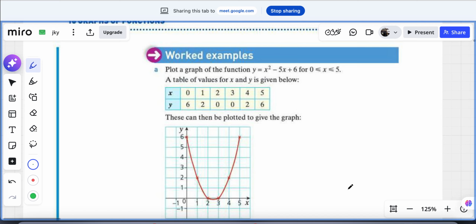So no matter what they say this one is equal to, what they say it equals is the value of y. Remember they define y to be equal to this quadratic. So if they say it's equal to 0, y is 0. If they say equal to 2, y is 2.